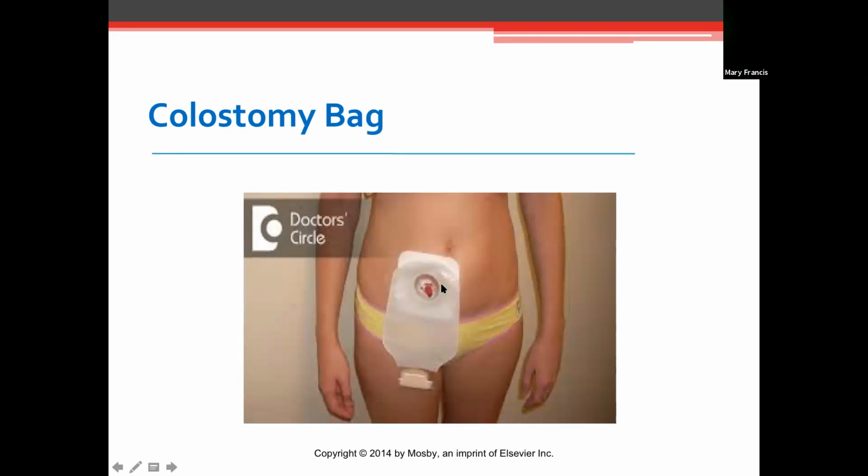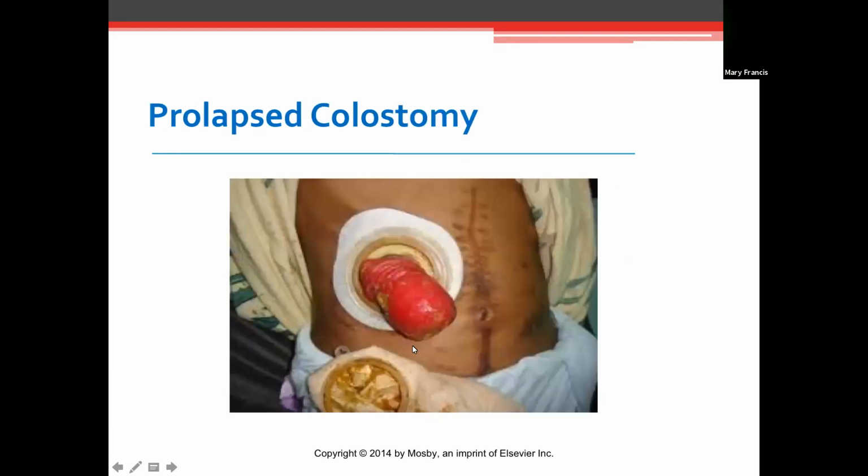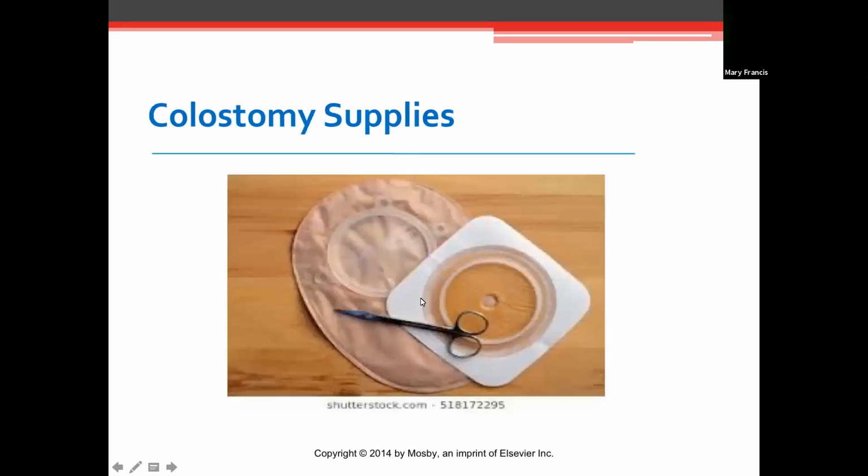This is an example of an ostomy bag that allows the patient to be ambulatory. They could tuck that into their clothing and perhaps no one would notice that it was there. This is a prolapsed colostomy where the bowel has protruded outward. As you can see, the color of it is red and moist. Prolapsed colostomies are at risk of drying out because of too much exposure to the environmental air, so it's very important that it's assessed at every shift.